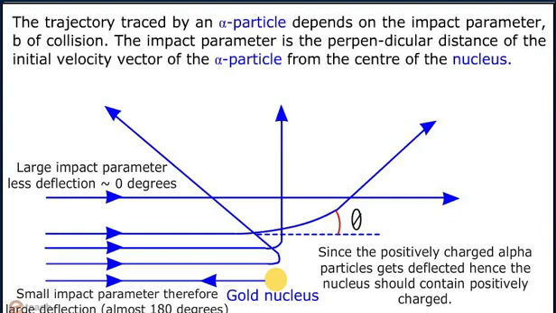Large impact parameter, less deflection, almost 0 degrees. Small impact parameter, therefore large deflection, almost 180 degrees. Since the positively charged alpha particles get deflected, the nucleus should contain positive charge.